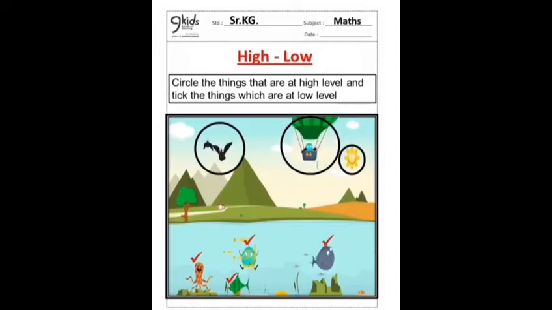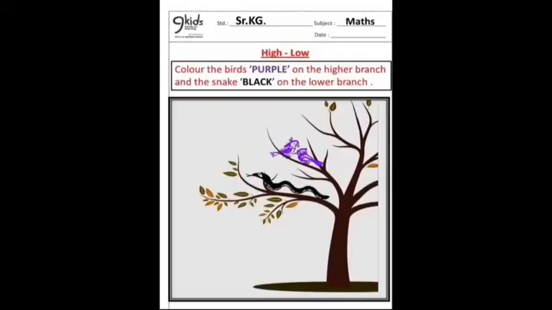Now, see the lower portion. What can you see in the water? Yes, you can see octopus, you can see different types of fishes. So, I have done a red tick about the fishes which are at low level. In this worksheet, you had to color the birds purple which are on the higher branch and the snake with black color on the lower branch. So, see, I have colored two birds with purple color and a snake with black color.